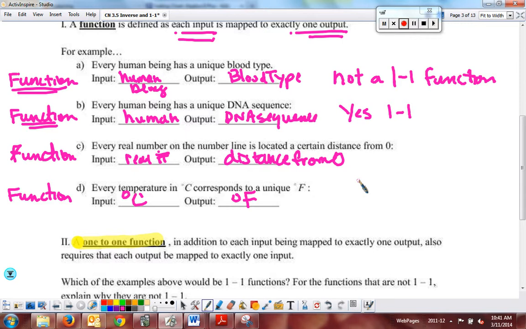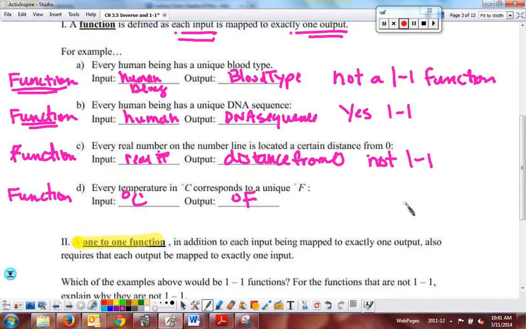No. Because if I tell you the distance is 3, what number did I put in? 3 or negative 3. So it's not a function the other way around. So this is not one-to-one. Which means that we're going to have problems when we start trying to undo things, because I don't know which one I actually put in, the 3 or the negative 3.